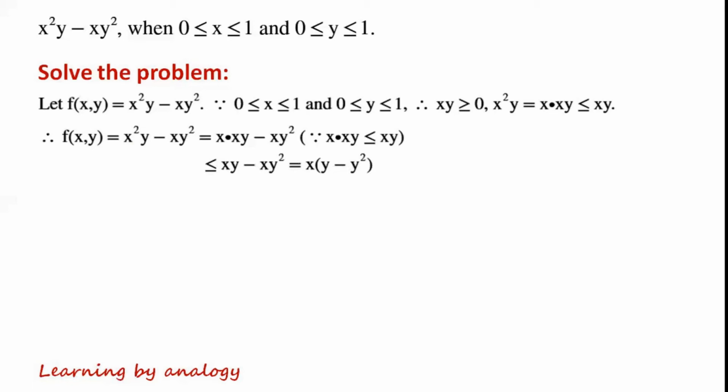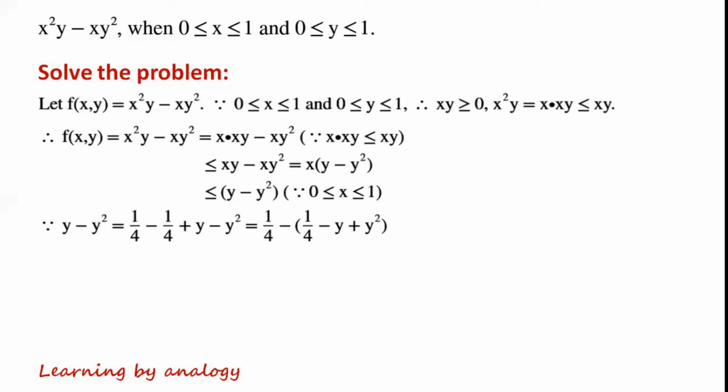F(x, y) is less than or equal to xy minus xy squared, which is equal to x times (y minus y squared), which is less than or equal to y minus y squared, because 0 is less than or equal to x is less than or equal to 1.